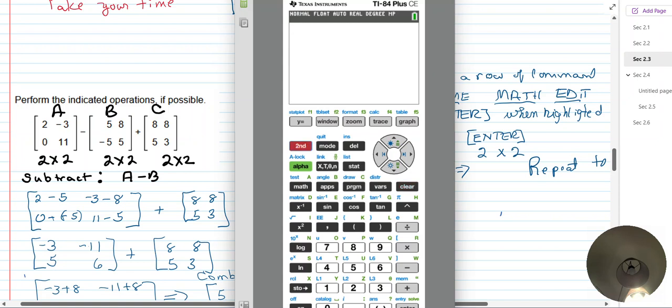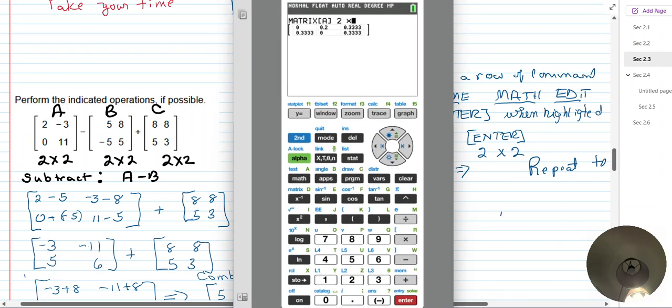and I'm going to go second matrix. I'm going to arrow over till it's highlighted and enter. I'm going to put a 2, enter, and let me put it higher. 2, enter, 2. And now it's a table of 2. I'm going to go 2. Now remember, it's -3. Make sure it's a negative key, 0, and 11. All right, notice that it's all correct.